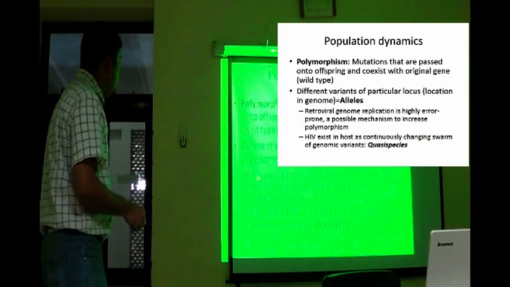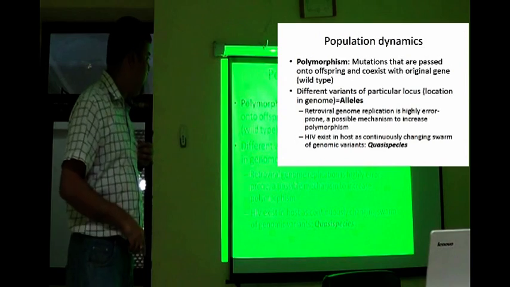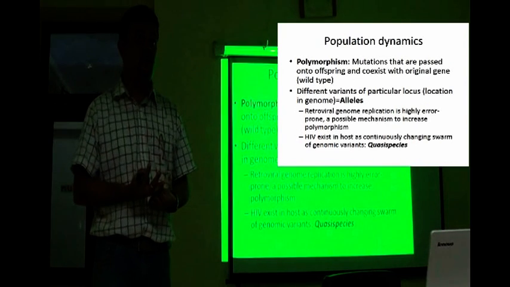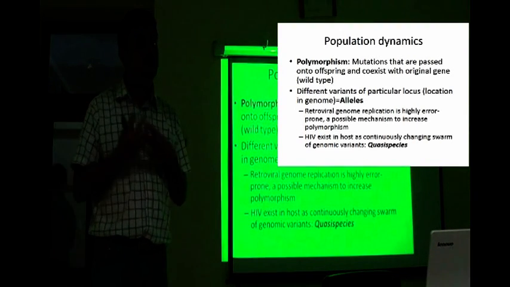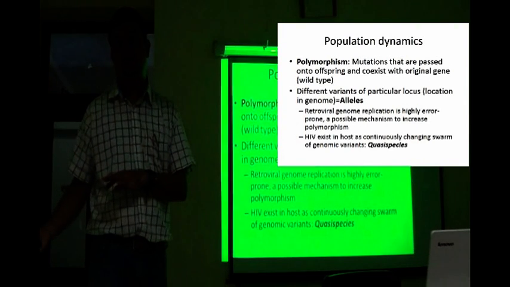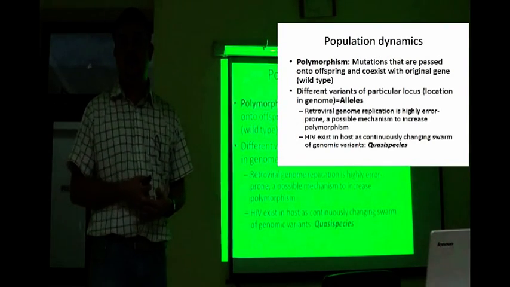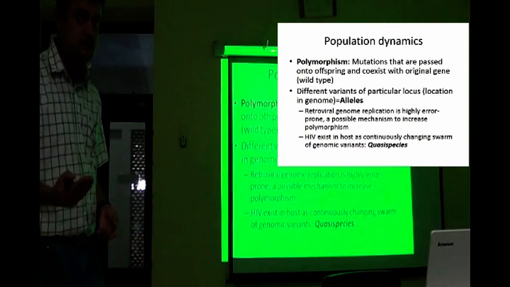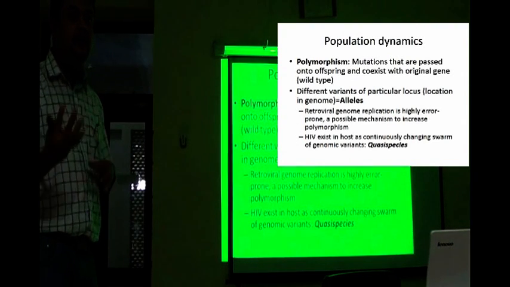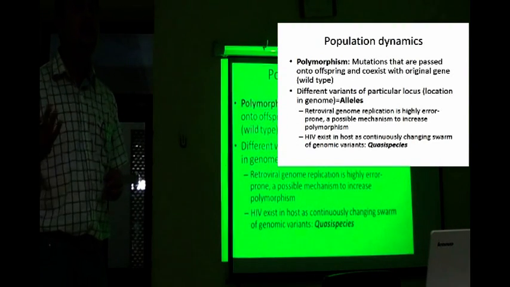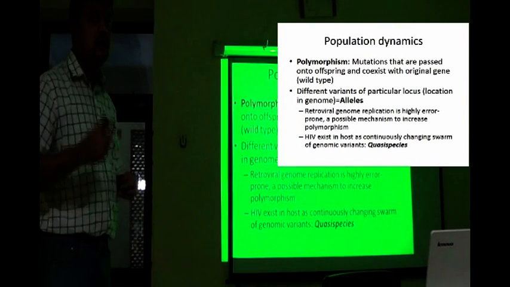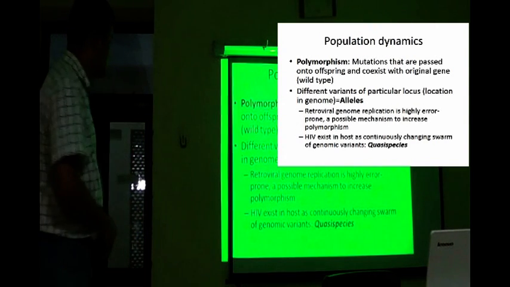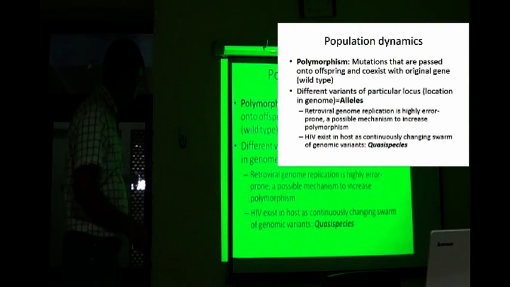So retroviral genome replication is highly error prone. That is one. The replication itself is quite error prone, and that error is the reason why many polymorphic genes are present in retroviral DNA. So it's a mechanism to increase the polymorphism. Some organisms have deliberate molecular strategies to increase the polymorphism by inherent error-prone polymerases in the cellular machinery.